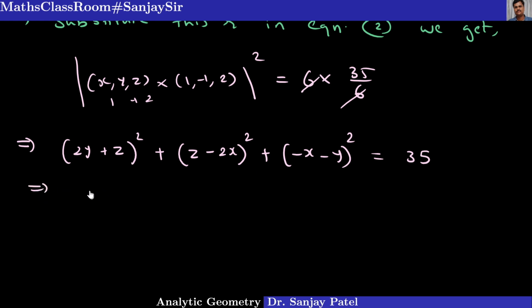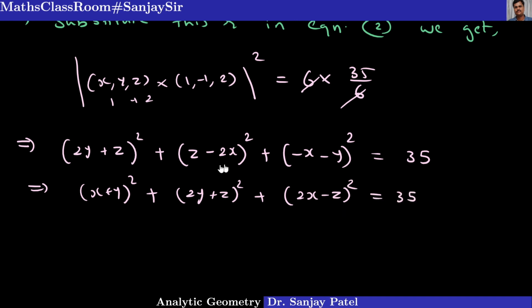I can write it as (x plus y) whole square plus (2y plus z) square plus (2x minus z) whole square is equal to 35. You can write z minus 2x or 2x minus z because the square is there. So it is the same, which is the required equation of the right circular cylinder. So we have understood what a right circular cylinder is, obtained the equation of a right circular cylinder, and solved one or two problems to understand how to apply this equation.